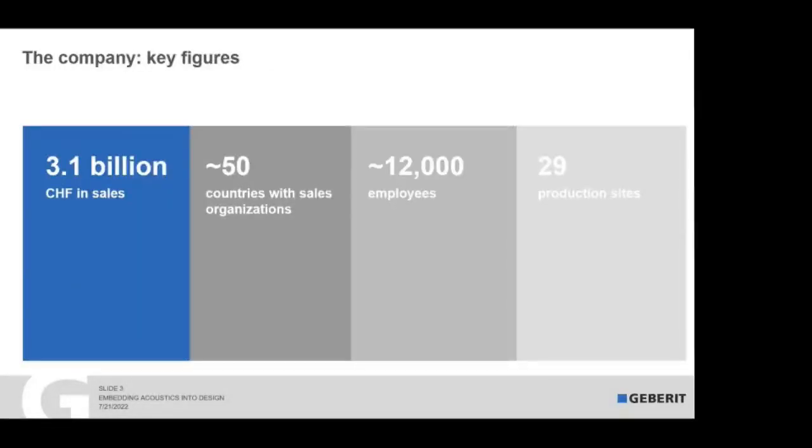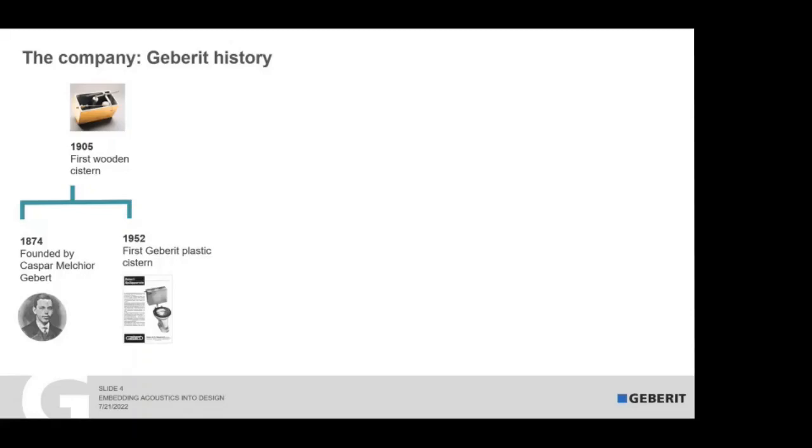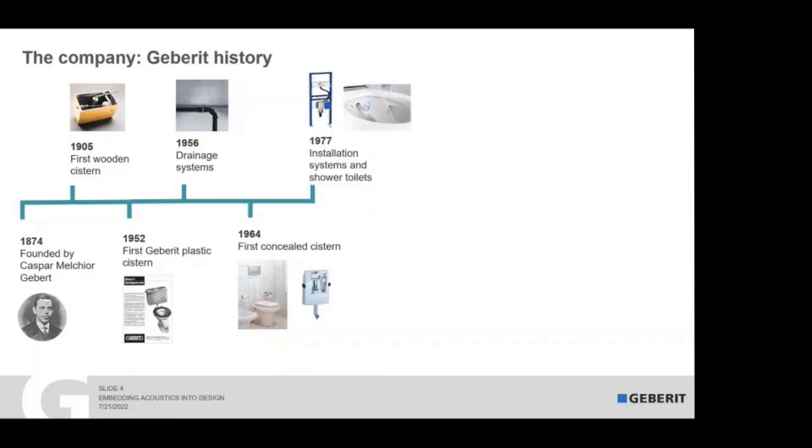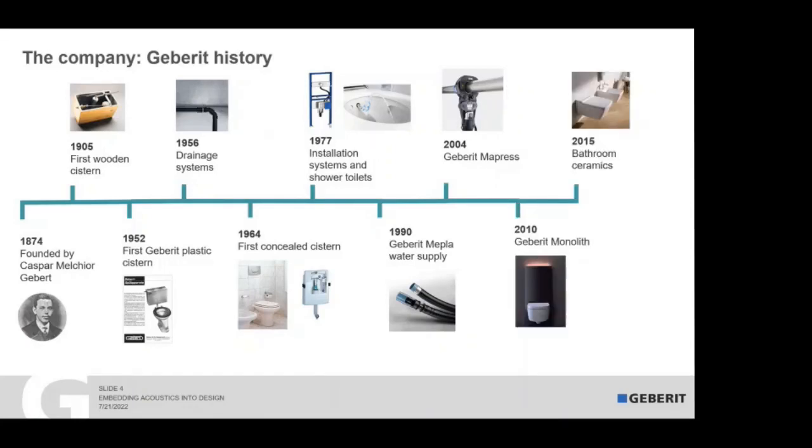A little bit about key figures. We are doing quite well, with 3.1 million in sales, and we have an organization in more than 50 countries with 12,000 employees. We have 29 production plants, majorly located in Europe, and 6 or 7 located in other parts of the world. Now a little bit on Geberit history. We have more than 100 years of experience. Our company was founded by this gentleman in 1874. We invented the first wooden cistern in 1905, then the plastic cistern. Then we developed the drainage system in 1956. After that we had many other developments for water supply, installation systems, shower details, and bathroom products in front of the wall.